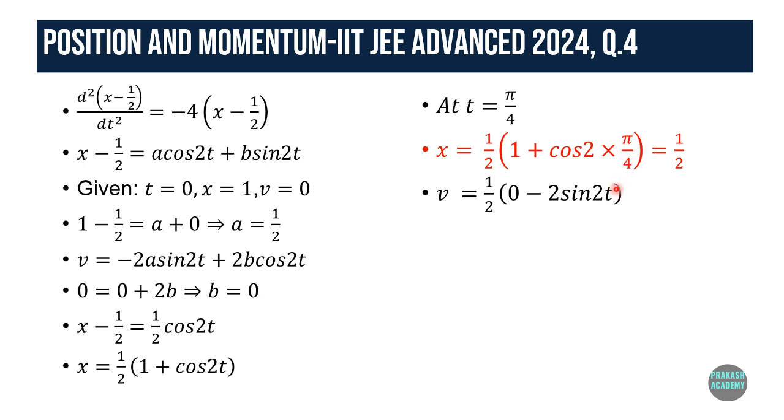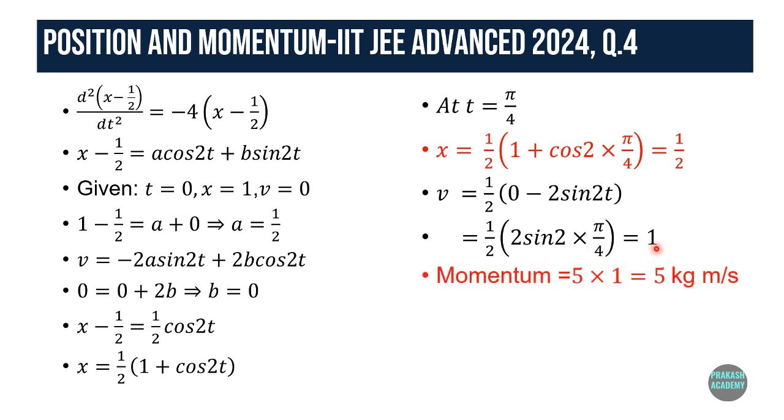Now let's plug in t equals pi by 4. So 2t is pi by 2, and sin pi by 2 is 1. So this is equal to 1. Now we can find the momentum. Momentum is mass times velocity. Mass is 5 kg and velocity is 1, so this is 5 kg meter per second. Now I know the position and momentum at t equals pi by 4.